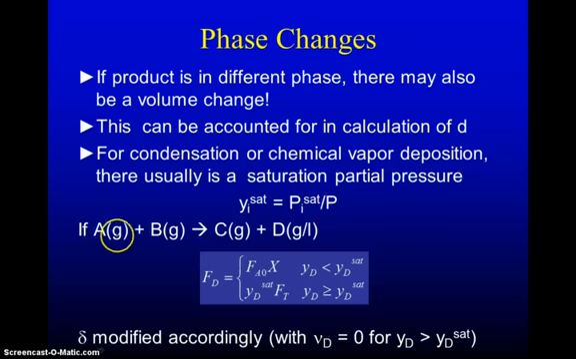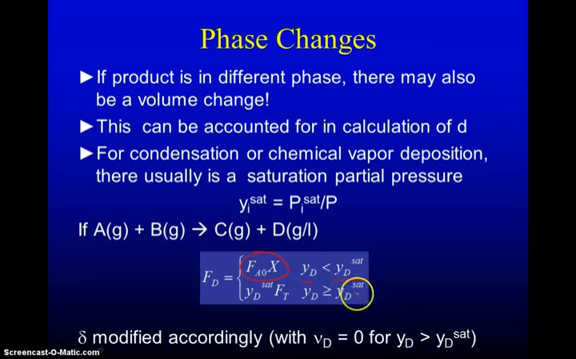So if we have A and B being gas phase species that react, and they produce one gas, which is C, and D, which is either a gas or a liquid, depending on whether it's reached the saturation concentration, we can write the flow rate of D as FA naught times X. Basically we just produce D at the rate we would expect to produce it, as long as the mole fraction of D is less than the saturation mole fraction.